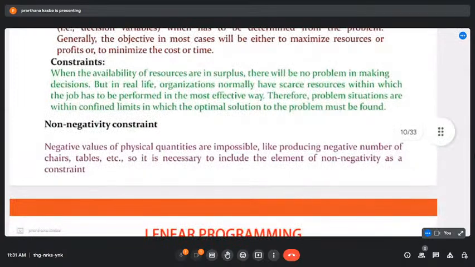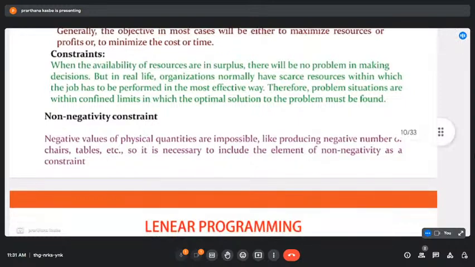Then the last one is the non-negativity constraint or non-negativity condition, that is त्याला आपण मराठीत म्हणतो अऋणात्मक अट. The negative values of the physical quantities are impossible, like producing negative number of the chairs, tables, etc. So it is necessary to include the element of non-negativity as a constraint.